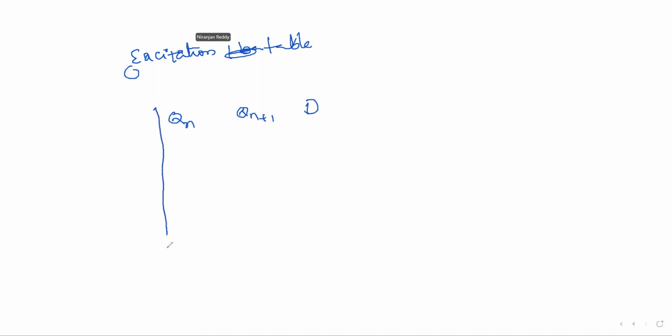So the next one is excitation table. For that excitation table, what I have to consider is Qn, Qn plus 1, and D. It is easy to remember. You don't have to see all the tables. Present state 0, I want the next state also 0. What will be the input of the D flip flop? 0.